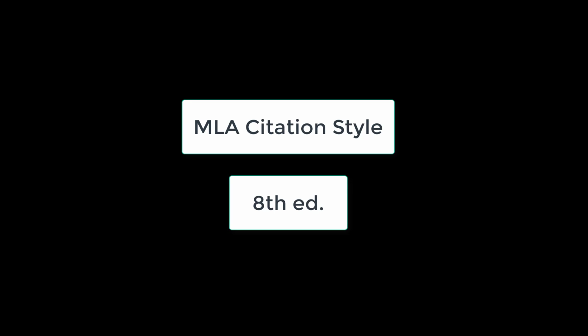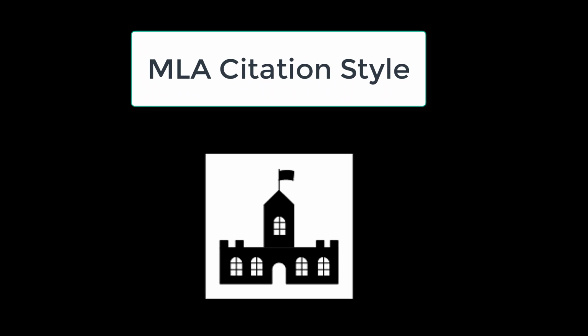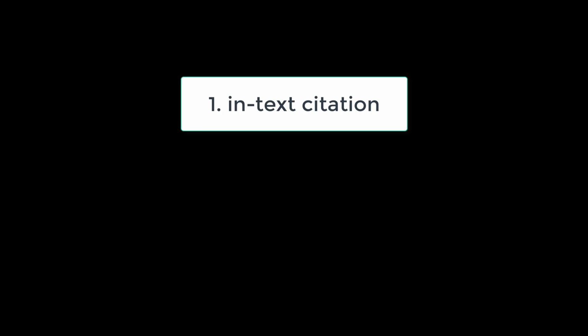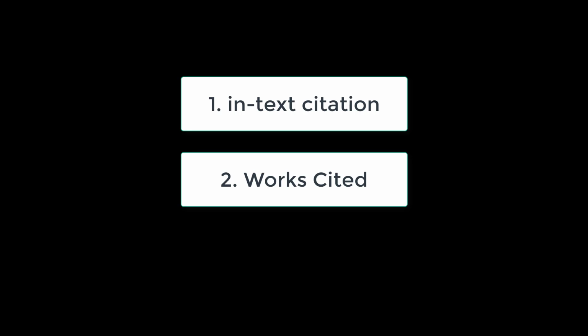In this video, we'll introduce the MLA citation style, 8th edition. This style is used in many subject areas at the university level. It is especially popular in the arts. The MLA style has two parts: in-text citation, which is where you cite your sources in the body of your essay, and the final works cited page, which is the last page or pages of your essay. This is where you provide full bibliographic details.